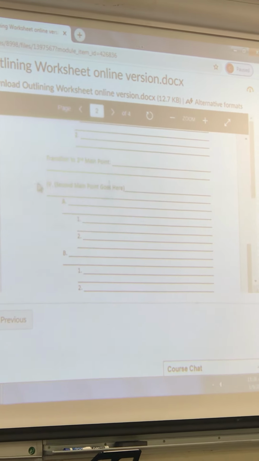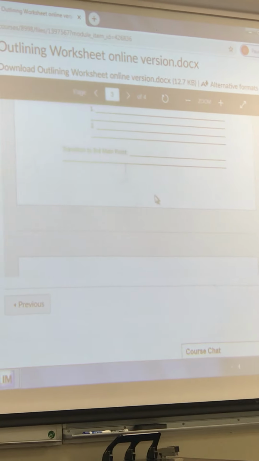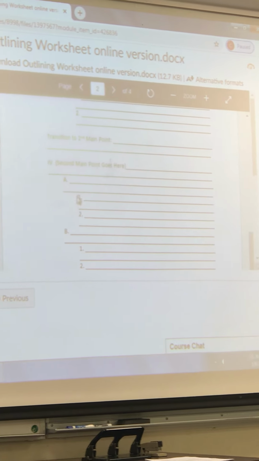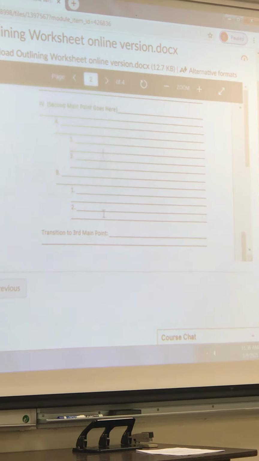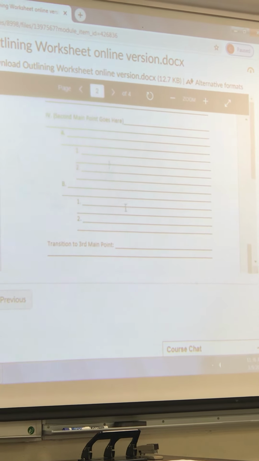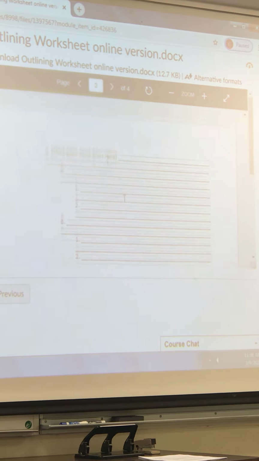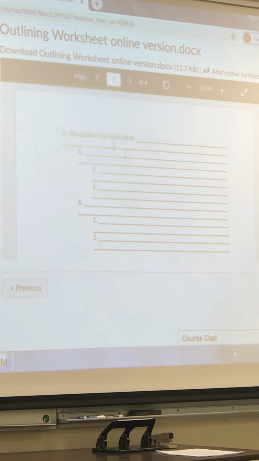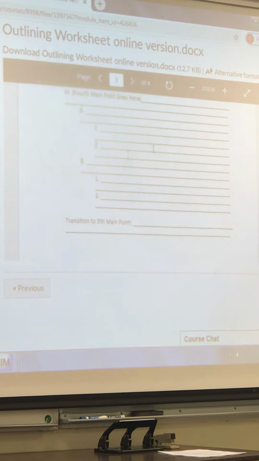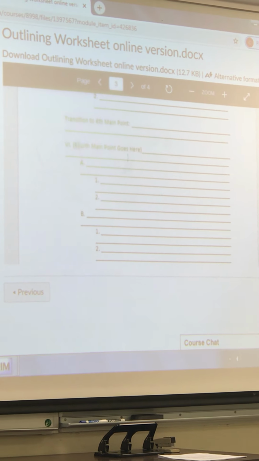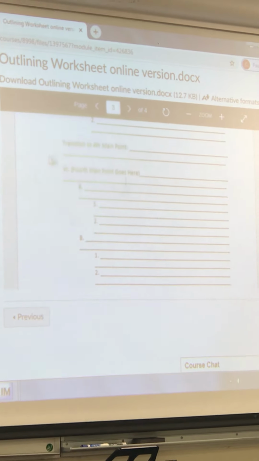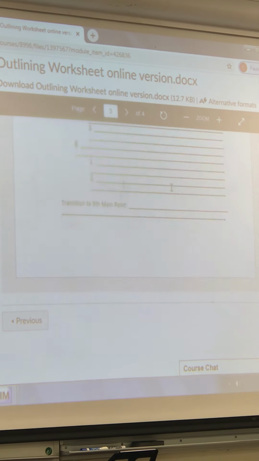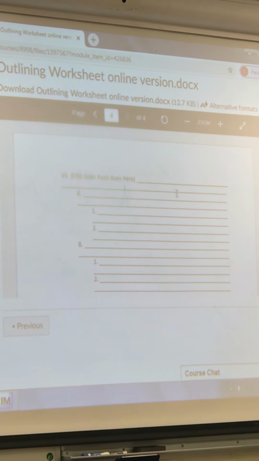Second main point is going to be Roman numeral 4. Same thing, A, B, 1, 2, use what you need. If you don't need it, don't use it. It's all good. Third main point would be B. If you have a third main point, that's Roman numeral 5. If you have a fourth main point, it's going to be indicated by Roman numeral 6, but you don't have to. You just have to have 2.